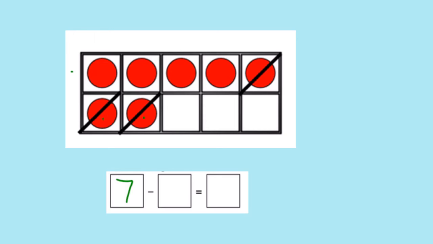Count the lines. 1, 2, 3. So 3 was subtracted. So our number sentence so far says 7 subtract 3 equals. Now the equals is asking us how many are left. How many are left? Ready to count? 1, 2, 3, 4. There are 4 left. So the subtraction number sentence says 7 subtract 3 equals 4.